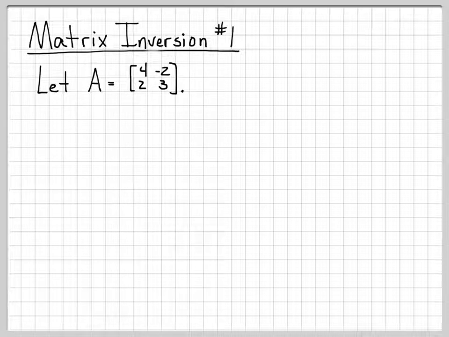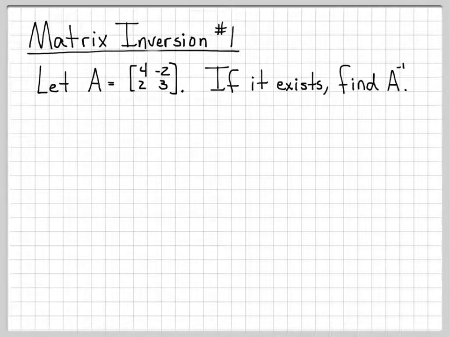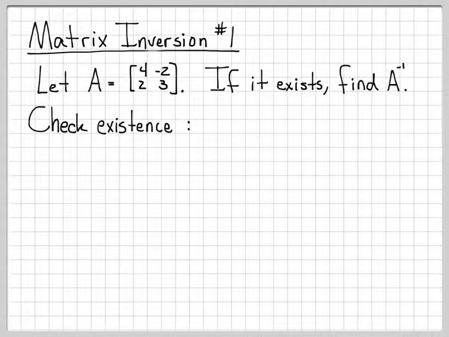So here's the matrix A that we're going to work with. Matrix A is 4, -2, 2, 3. And we are going to compute the inverse of this matrix as long as it exists. So if the inverse exists, we are going to find A inverse. So the first thing we need to do is check for the existence of the inverse. Well, that's pretty easy to do.